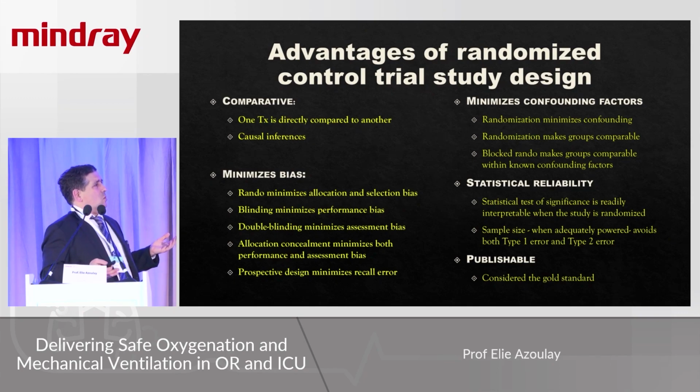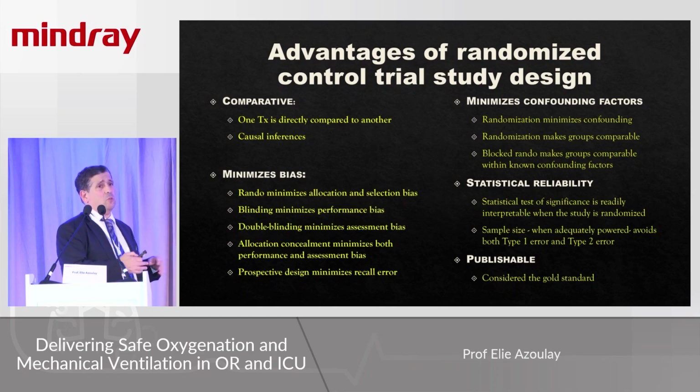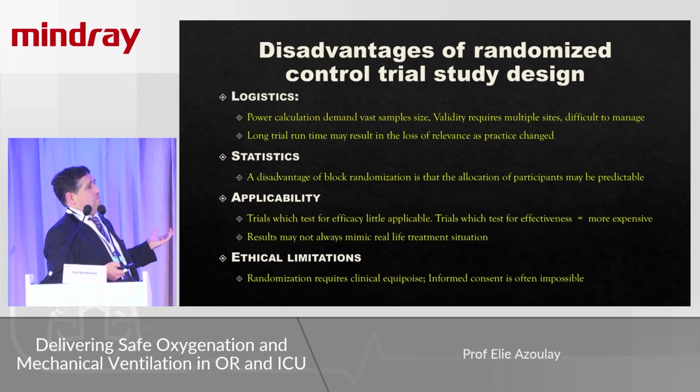Of course, we know that when we have an RCT, we can compare, we limit the biases, we limit the number of confounding factors. We have very reliable statistics, because it's very simple, and the more it is simple, the more it is reliable, and it's very easy to publish. Every journal dreams about publishing an RCT. But there are problems with the logistics.